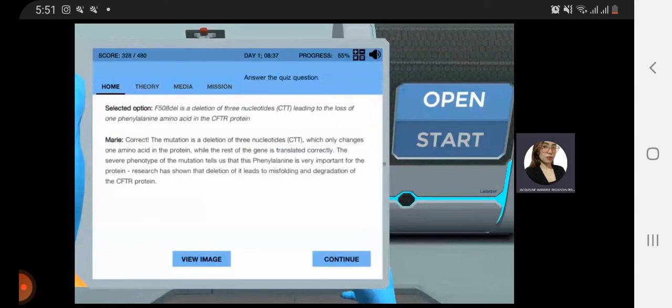Correct. The mutation is a deletion of 3 nucleotides, which only changes 1 amino acid in the protein, while the rest of the gene is translated correctly. The severe phenotype of the mutation tells us that this phenylalanine is very important for the protein. Research has shown that deletion of it leads to misfolding and degradation of the CFTR protein.